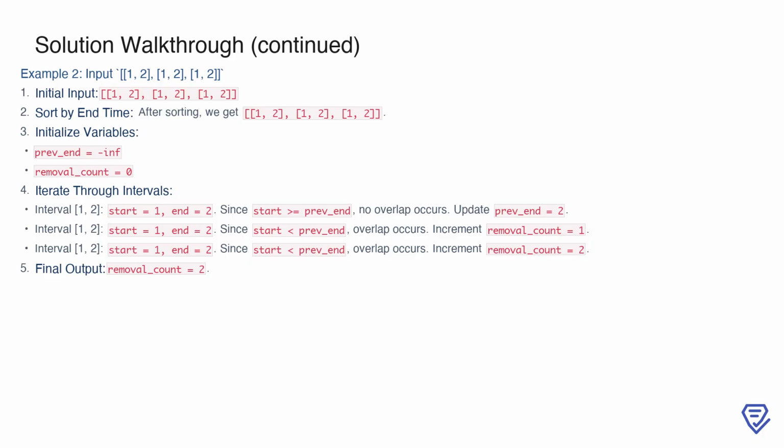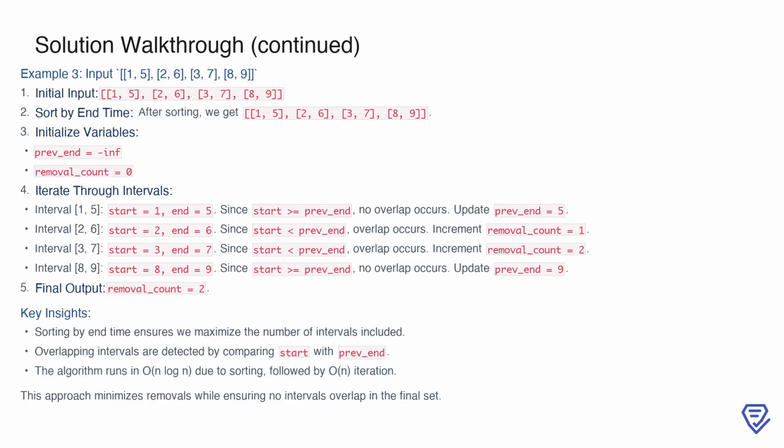Similarly, the third interval, [1, 2], also starts before prev_end, leading to another overlap. This increments removal_count to 2. At the end of the iteration, we find that two intervals need to be removed to ensure no overlaps, resulting in a final output of removal_count equals 2. This example highlights that when intervals completely overlap, the algorithm efficiently removes all but one to achieve the desired result.